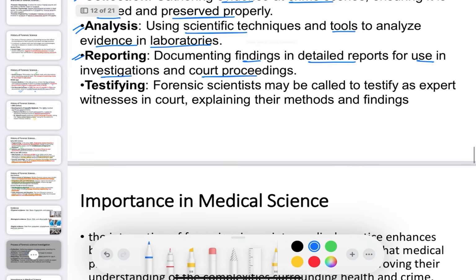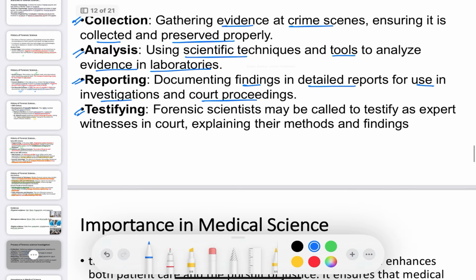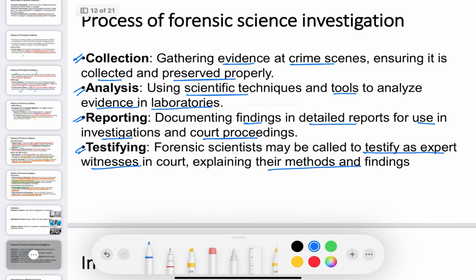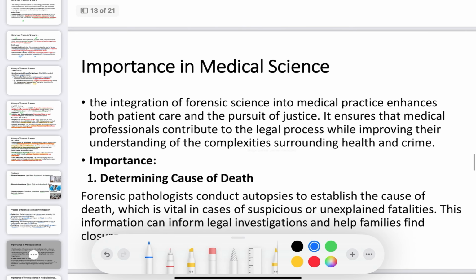Last step is testifying. Forensic scientists may be called to testify as expert witnesses in court, explaining their methods and findings. So the process involves four steps called collecting, analyzing, reporting, and testifying. Now comes the importance in medical sciences.